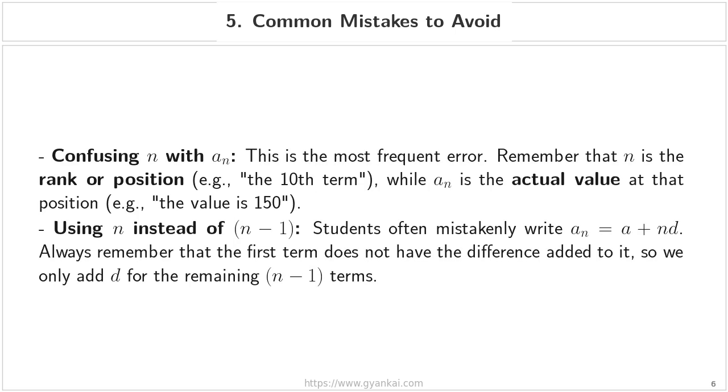Second, you might find yourself tempted to use n instead of n minus 1 in your calculations. You might mistakenly write the formula as a sub n equals a plus n times d. Please avoid this. As we discussed in our logic breakdown earlier, the first term doesn't have the difference added to it yet. We only add the common difference for the remaining n minus 1 terms.